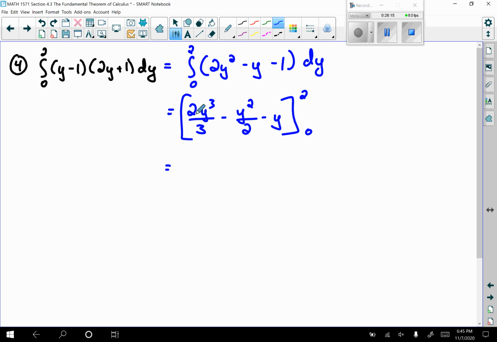All right, so first substituting in a 2, we're going to get 2 times 2 cubed is 8, so we're going to get 16 thirds. This will give us 4 over 2, so minus 2, and then another minus 2. And when we substitute a 0 in here, all of those would just give us 0. So we get 16 thirds minus 4. This becomes 16 thirds minus 12 thirds, so we get 4 thirds.